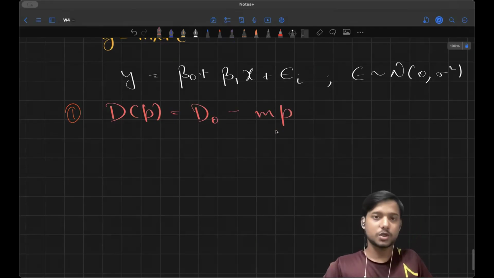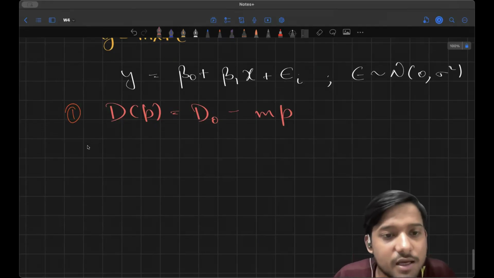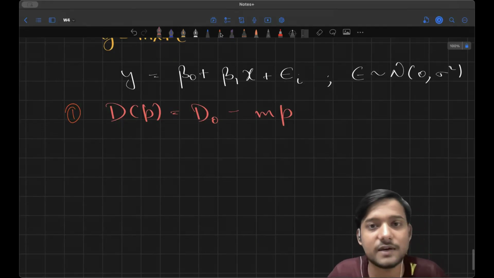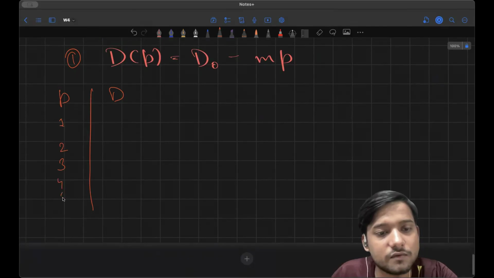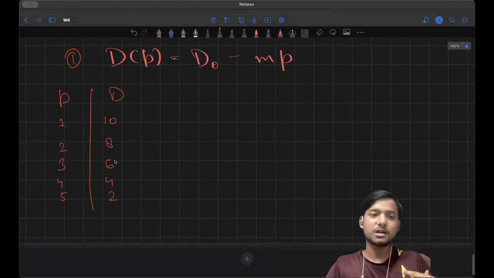So we had this equation, right? You can imagine if I have access to a lot of price values. So if I have price, and then I see demand, let's say price is 1, 2, 3, 4, 5, and demand goes like 10, 8, 6, or 2. Now you can see this pattern, right? When my price was increasing, demand was decreasing.